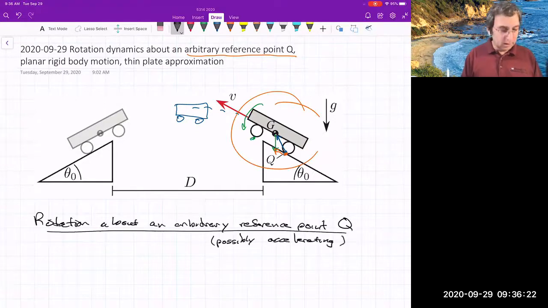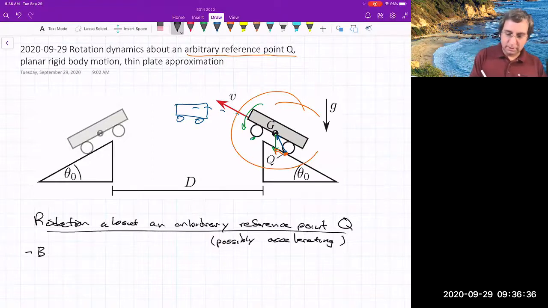To do this properly, we're going to go back to looking at the multi-particle collection and then just take the continuous limit. But I think things make more sense when we go back to the multi-particle collection.